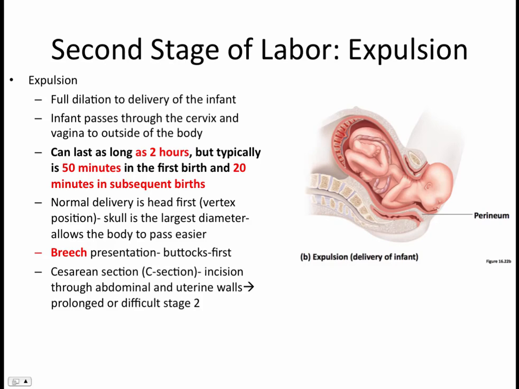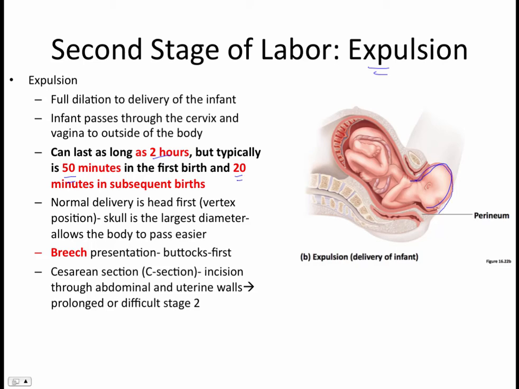During expulsion, we have full dilation at 10 centimeters, in which case we need enough room for the infant's head to pass. Remember, you recall from the skeletal system, the infant's head is the largest region of the entire body at birth. This expulsion stage can last as long as 2 hours, but typically, on average for the first birth, it's about 50 minutes, and the second birth and thereafter, it should be around 20 minutes.